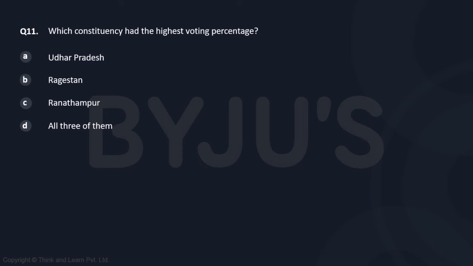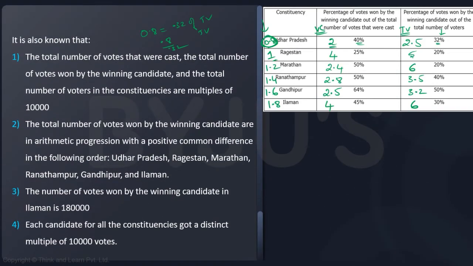Which constituency had the highest voting percentage? So voting percentage they defined as votes cast by total votes. For the first one, UP, it is 2 by 2.5. So 2 divided by 2.5 is 80%. Similarly for Rajasthan, it is 4 by 5, which is again 80%. For M, it is 2.4 by 6, which is 40%.